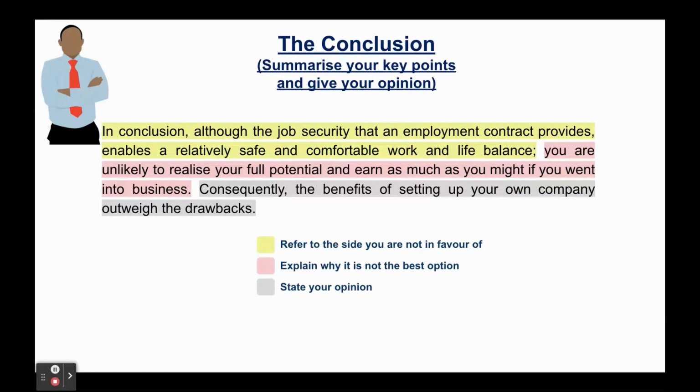And first, you refer to the side of the argument you're not in favour of, and you explain why you do not think that this is the best option. And then finally, in grey, you can see that you state your opinion to finish, okay? And we've highlighted a few words in green which will help you to do this. And as you can see, firstly, you can use although, and at the beginning of your last sentence, you can also use the word consequently. So these two words are going to be very useful in your conclusion as well for this type of essay.